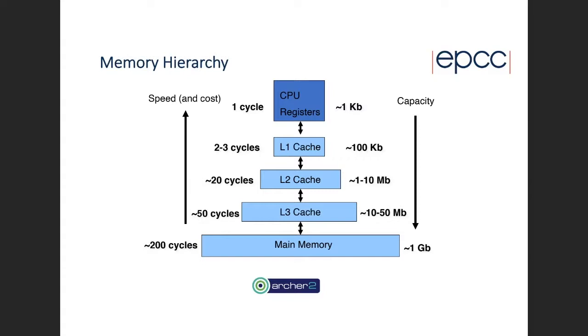So we've ended up with the modern processor design hierarchy. As we go down the memory hierarchy, the capacity increases, but the speed of access decreases as we go down.